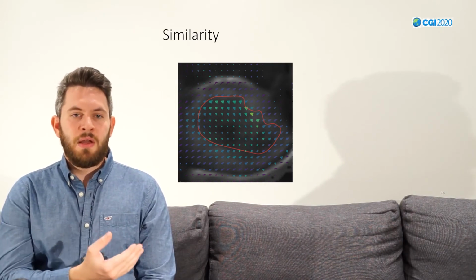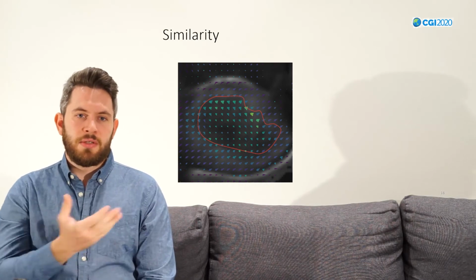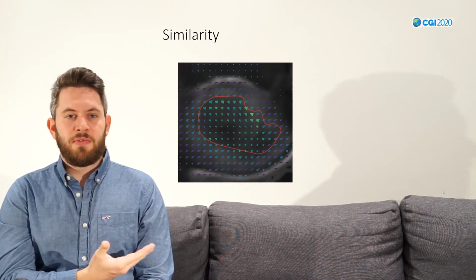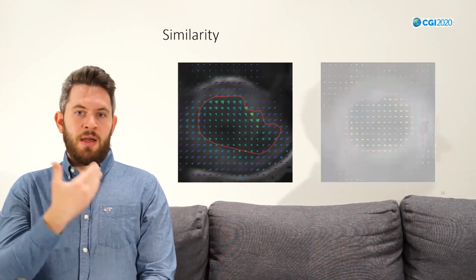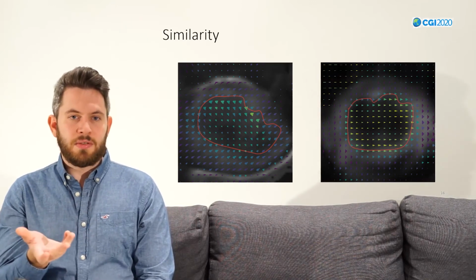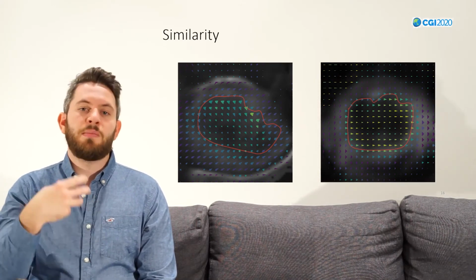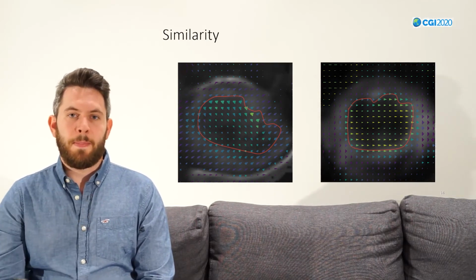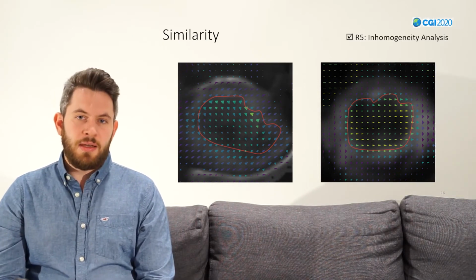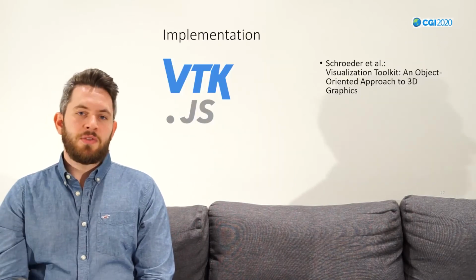The similarity can also be used to color our Rixels. By coloring them, we can see how homogeneous the tumor is. This is an example for a quite inhomogeneous tumor, and this is an example for a quite homogeneous tumor. You can see the Rixels are getting more yellow, the more similar they are to our probed region. So inhomogeneity analysis, check.